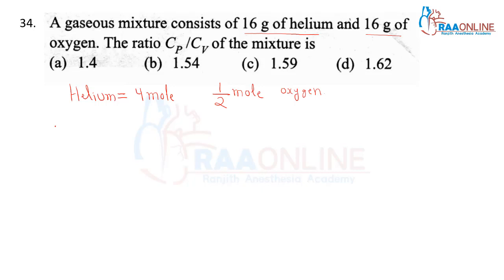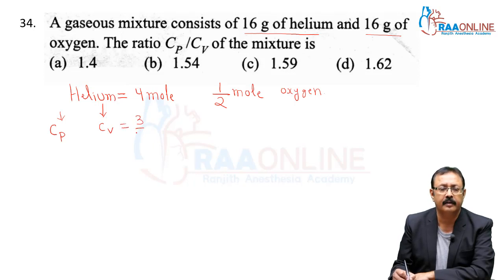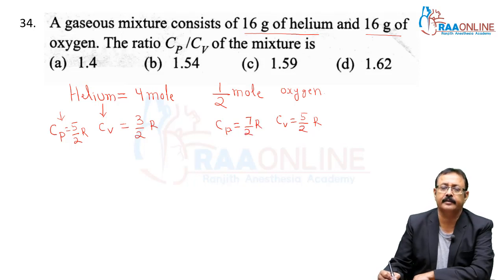First we are talking about Cp and Cv for helium. Helium is monoatomic, so Cv was 3/2 R and Cp was 5/2 R. Oxygen is diatomic, so Cv was 5/2 R and Cp was 7/2 R. We discussed this in the starting.